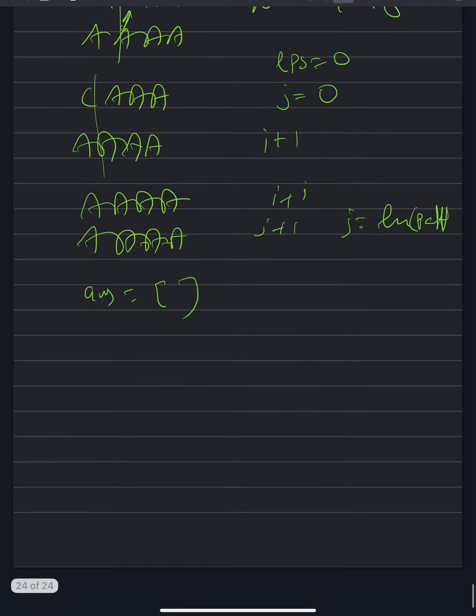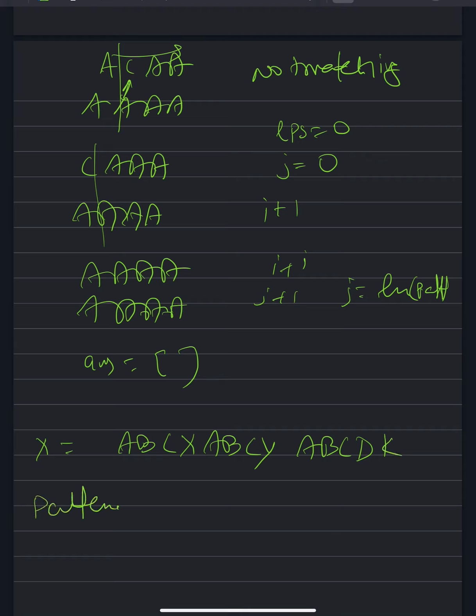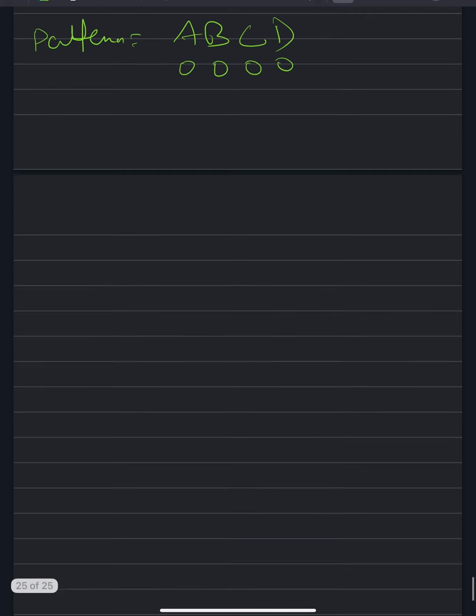Okay, so this was a case where we have an LPS. Let's suppose we have an example where the LPS values are 0. Suppose the input string is ABCX, ABCY, and ABCDK, and the pattern is ABCD. The LPS of all of them will be 0.